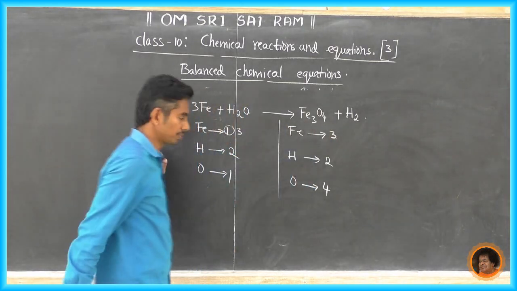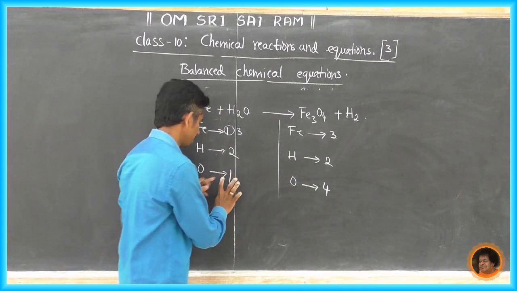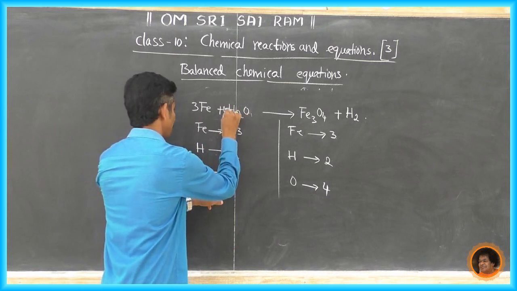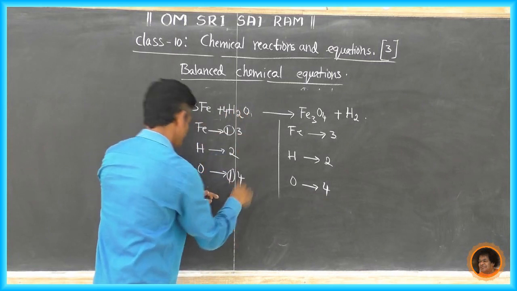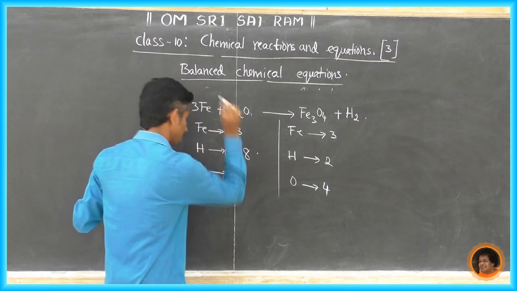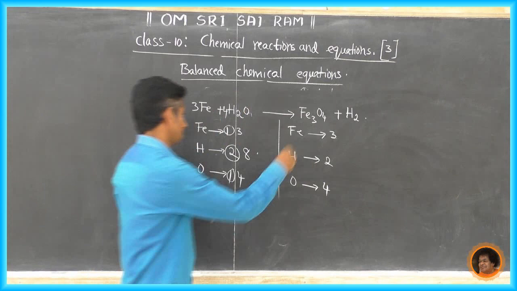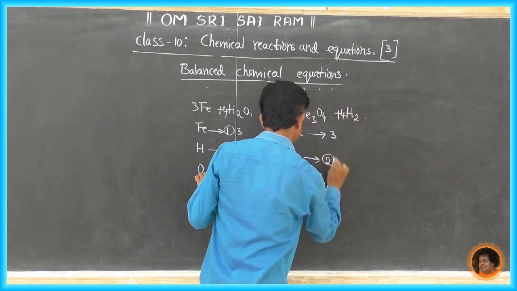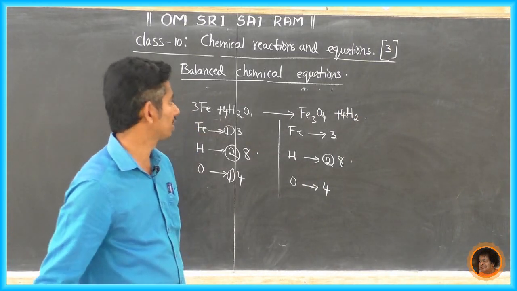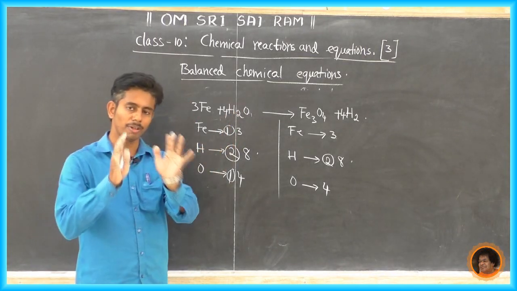Now Fe is balanced. What about hydrogen? Hydrogen is already balanced. What about oxygen? Here 1, here it is 4. If we add 4 here, 4 into 1, it becomes 4. But what about hydrogen? Be careful. 4 into 2, it becomes 8. Now hydrogen is 8. But in the product part, only 2 hydrogens. So add here 4. 4 into 2, it becomes 8. So 3Fe plus 4H2O gives rise to Fe3O4 plus 4H2. This is the balanced chemical equation. This is the method of balancing.